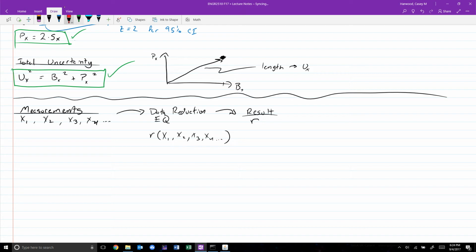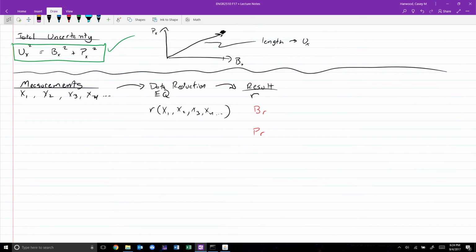So just as with the measurements, we have bias and precision limits, we also have bias and precision limits on R. So we're going to have a b sub R and a p sub R. Let's first look at this bias limit on R. Just as with the measurement, b sub R is our bias limit, and this is indicative of our estimated max error in our best guess at R, in R bar.